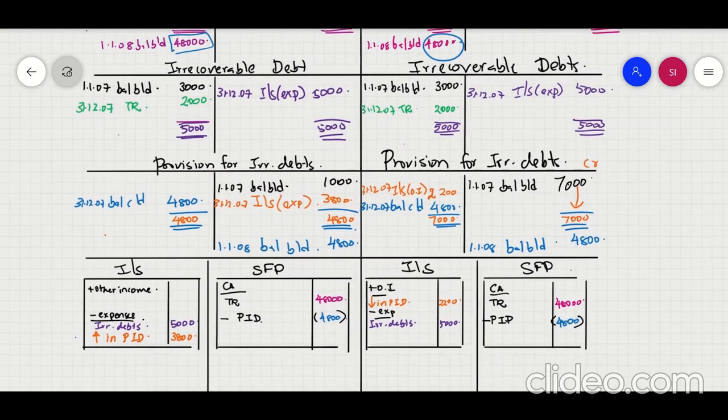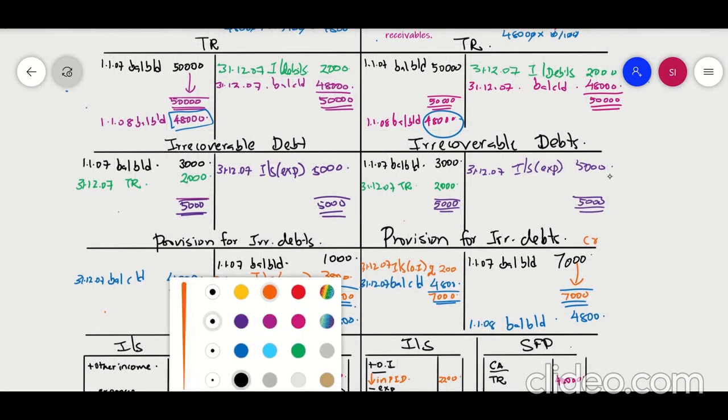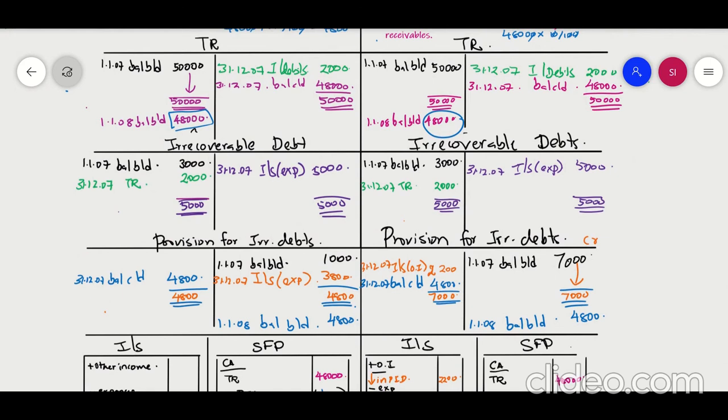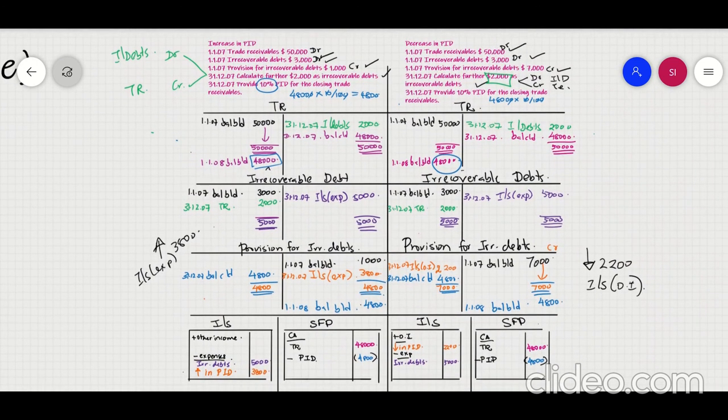Now let's have a comparison. As you can see, there is no change in trade receivables account. We get the same balance, 48,000 and 2,000 here. Irrecoverable debts, again there is no difference, but you can see provision for irrecoverable debts. In situation 1, first it's 1,000 and then it's 4,800. That means provision for irrecoverable debts had increased by 3,800. Therefore, it should go under income statement expense. Whereas in the second situation, provision for irrecoverable debts had reduced from 7,000 to 4,800. So it's 2,200, which should go under income statement under the category of other income. So this is how we explain the two comparisons between increase and decrease in provision for irrecoverable debts.